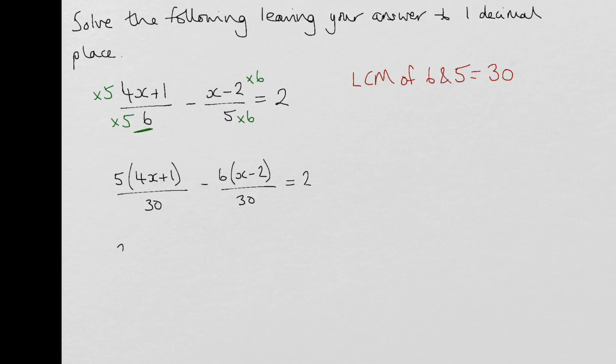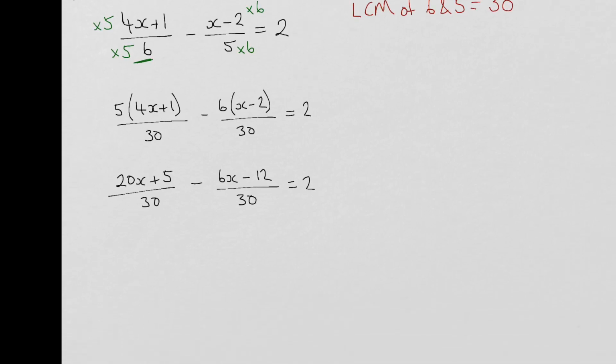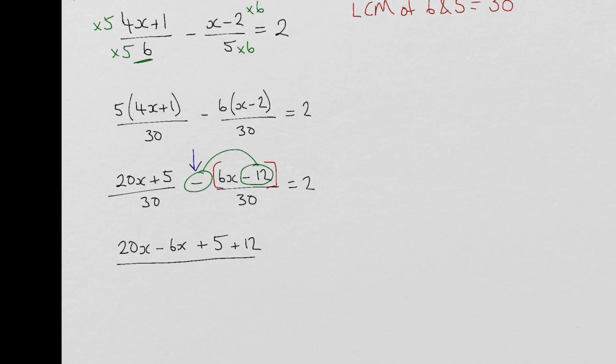Multiplying out those numerators now, 20x plus 5 over 30, take away 6x minus 12 all over 30 is equal to 2. So now the bit where you take your time because of that negative in the middle, 20x subtract 6x. Sorry, I'm going to write the bracket there because it does help me focus on the fact I've got a negative. And then plus 5, subtract a negative 12. So subtracting a 12 that is negative is going to give me positive 12. Again, all over 30 and equivalent to 2.